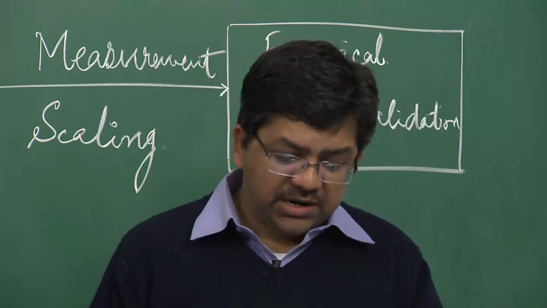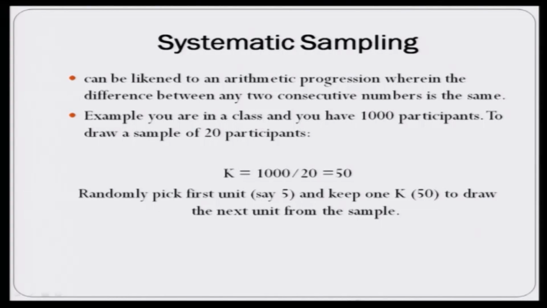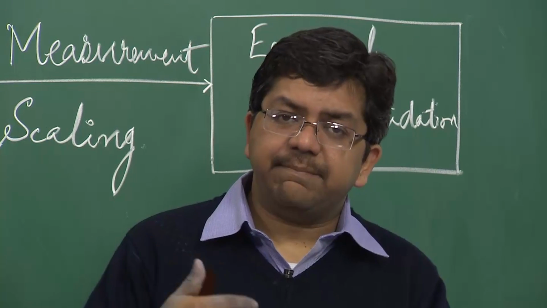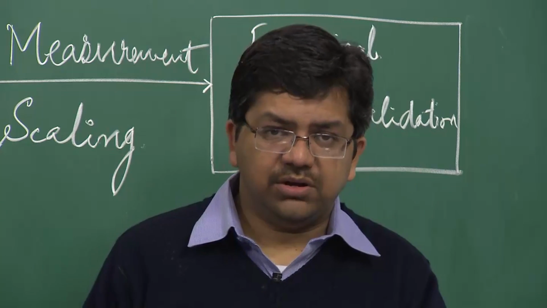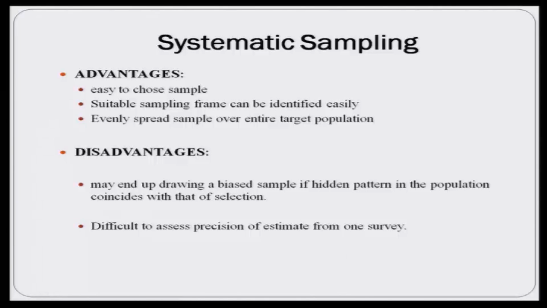So, in systematic sampling, first you put all the population in a sequential order, and then you randomly select the first unit, and you keep adding this number k to that first unit, and through that you keep drawing sample units until you reach your adequate sample size. It is easier to choose the sample. A suitable sampling frame can be identified easily in this case, and the sample is evenly spread over the entire population.